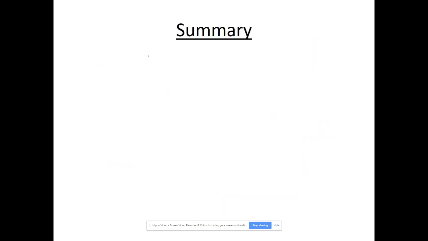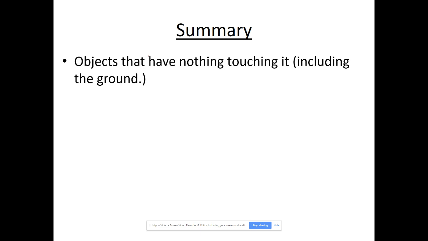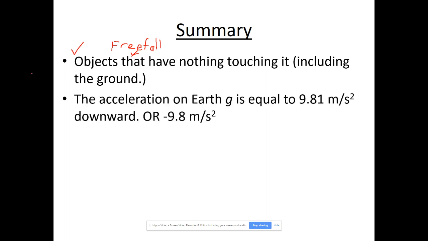So last but not least, what did we get today? Well, what's free fall? Free fall involves objects that have nothing touching them, including the ground and air. Check mark 1. The acceleration on Earth, also known as g, is equal to 9.81 meters per second squared downward, or negative 9.81 meters per second squared. And remember, that's just for Earth.